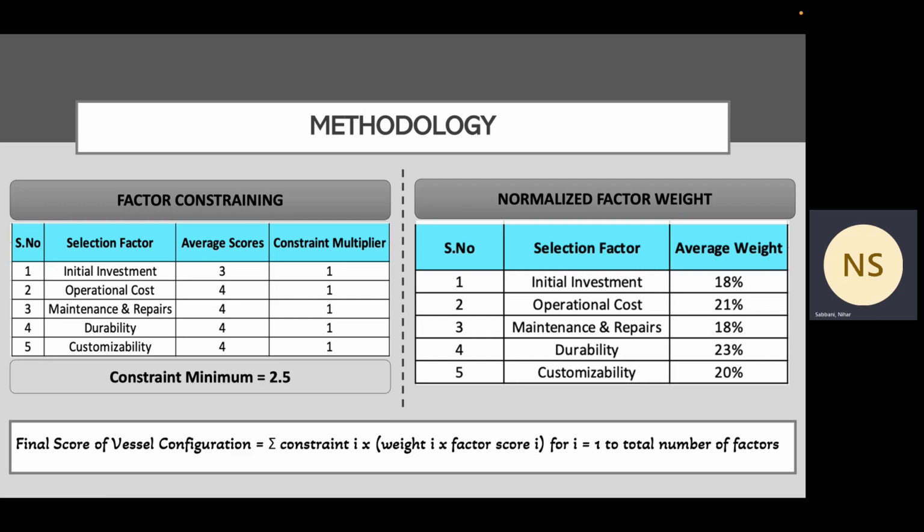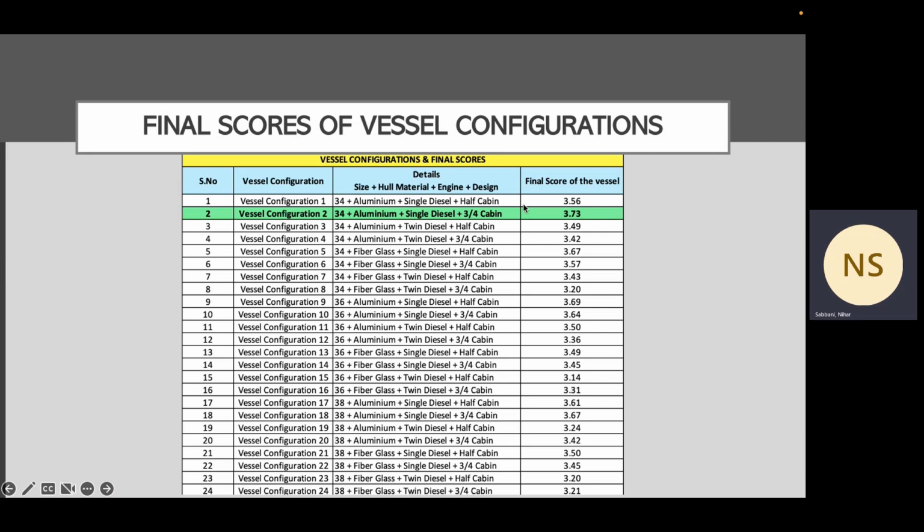Once we've done the scoring of the vessel configurations and come up with the constraint multiplier and the normalized weights, we used the final score formula: the summation of the constraint multiplier of the factor, multiplied by the weight, multiplied by the factor score, for each of the factors. With this formula, we arrived at the final scores of each vessel configuration. As you can see on the screen, these are the final scores, based on the formula and the scores we gave initially, the constraint minimum, and the factor weights.